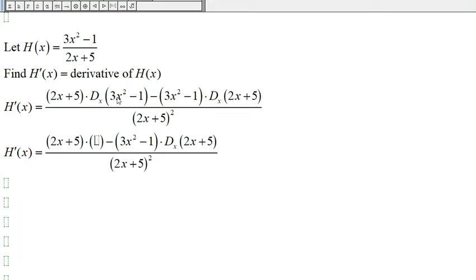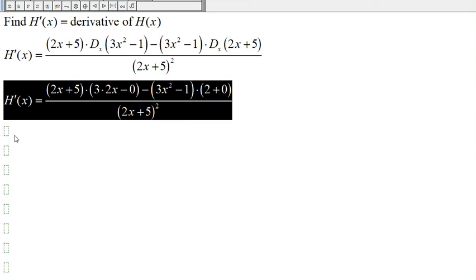The derivative of 3x squared, 3 times x squared, is going to be 3 times. So derivative of 3 times x squared would be 3 times the derivative of x squared. Derivative of x squared is 2x. Derivative of the constant 1 is 0. Derivative of 2 times x, it would be 2 times the derivative of x, so derivative of x is 1, and so 2 times 1 is 2, and derivative of the constant 5 is 0.